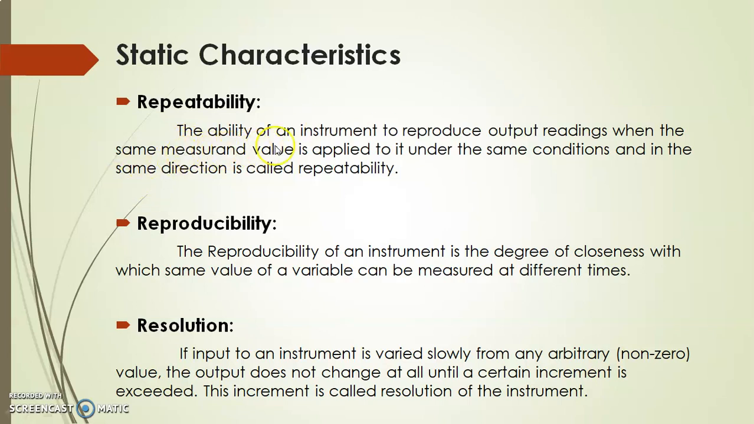Here you can see the measured value. Measured value means nothing but your input. The same input applied to the instrument under the same condition and the same direction is nothing but repeatability. That means in repeatability your measurement value, that is your input value, should be repeatedly applied to the instrument under the same condition and the same direction. That means the same input is repeatedly applied and the instrument output reading will be checked. That is called repeatability.